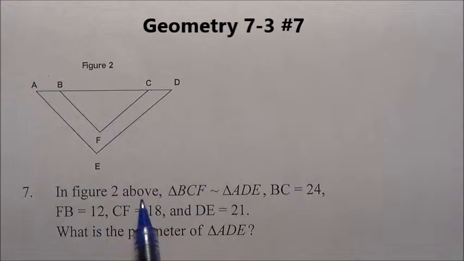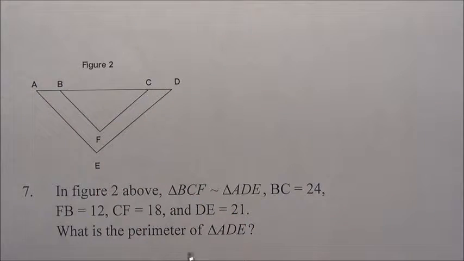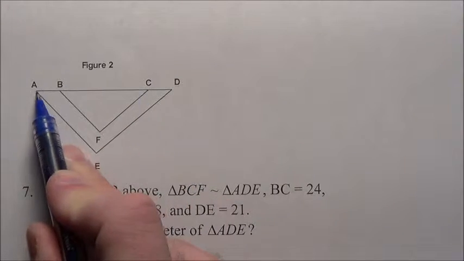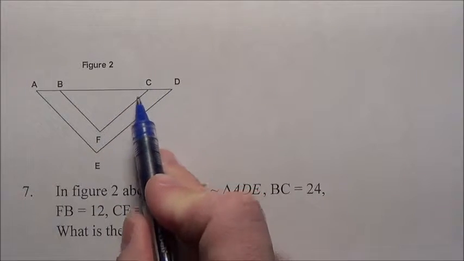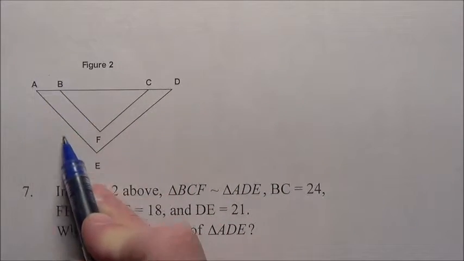Problem 7, it says in figure 2 above, BCF, that small triangle, is similar to ADE. So we know they're similar. So we know this BC length corresponds to AD's length. This CF corresponds to the DE, and BF corresponds to AE.